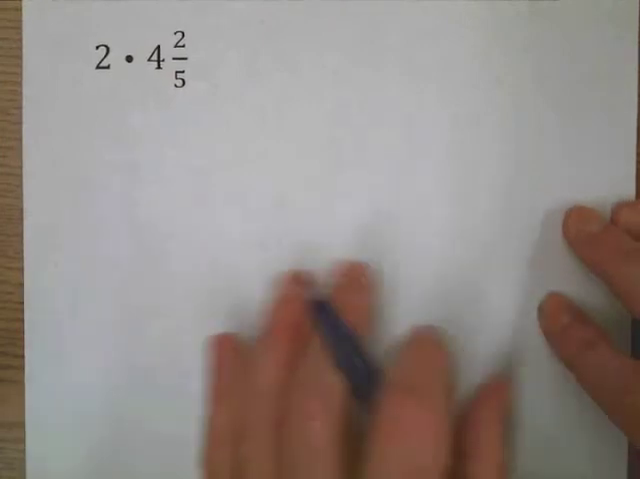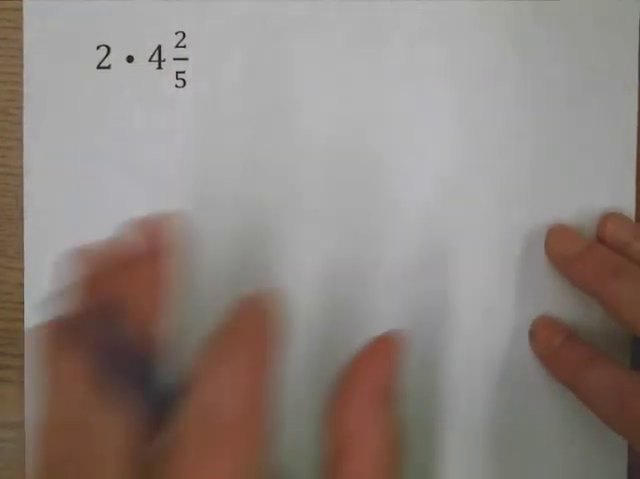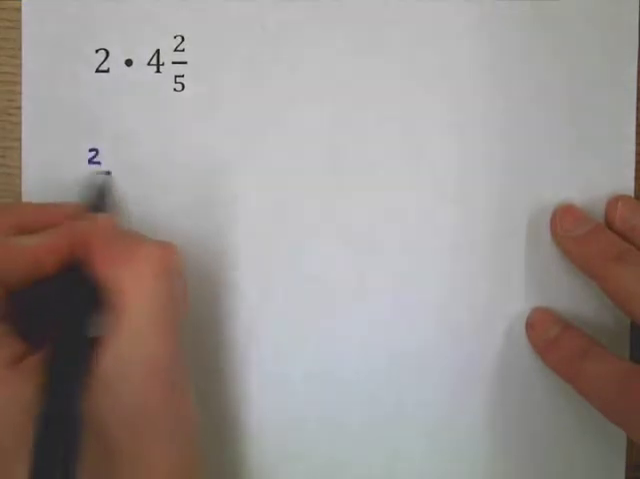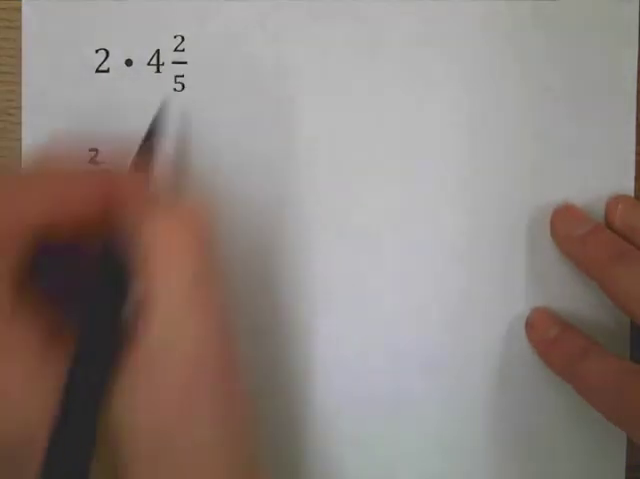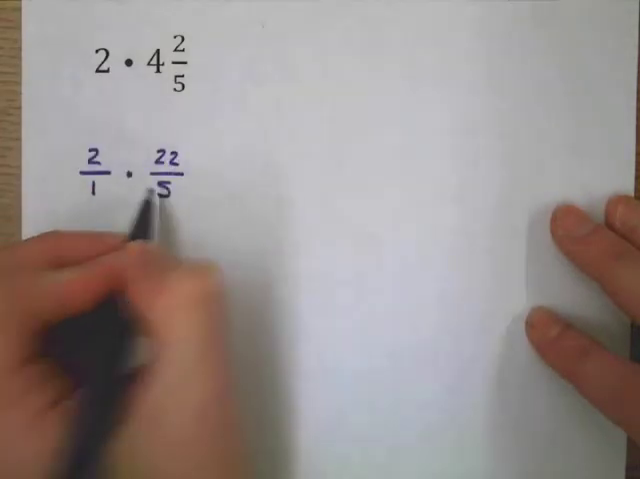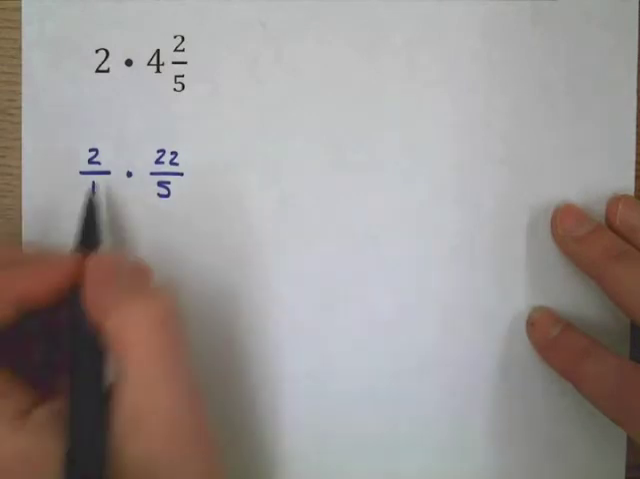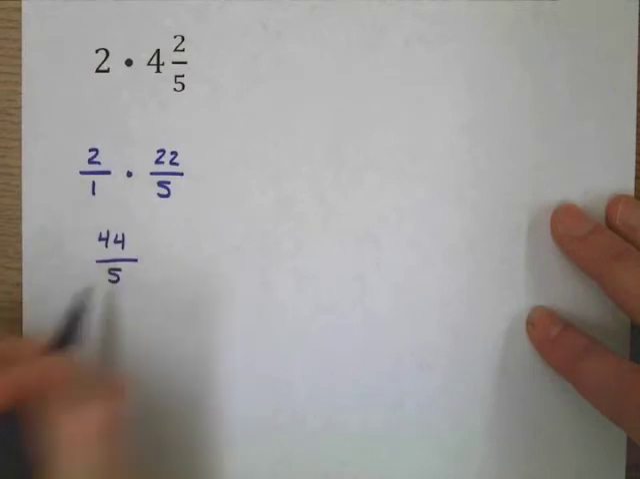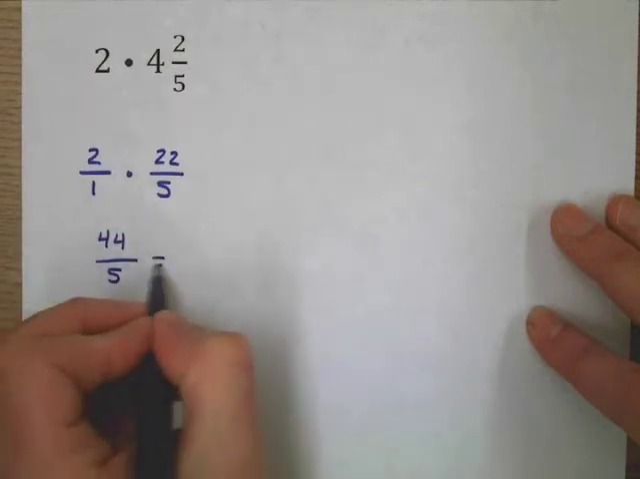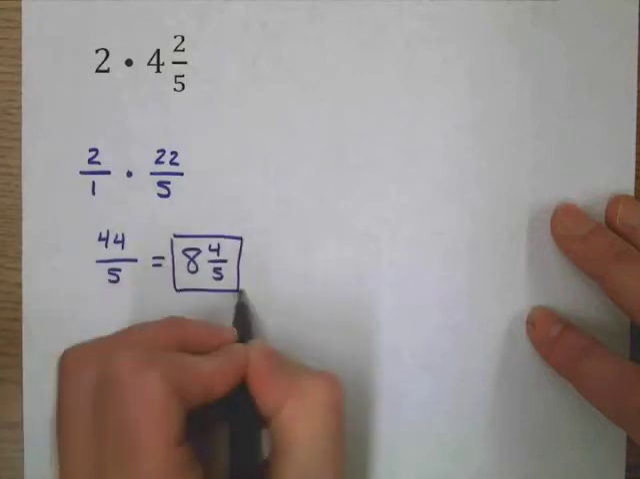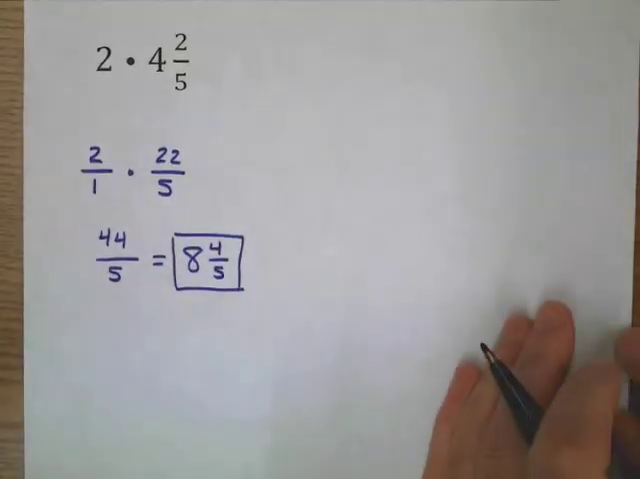So let's take a look at how we might do this another way. Here we have 2 multiplied by 4 2/5. Well, there's a couple different ways I could think about this. I could think of 2 as 2/1. I could think of 4 2/5 as 22/5. And now I have a fraction multiplication problem. 2 times 22 is 44, and 1 times 5 is 5, and 44/5 would reduce down to 8 4/5. So I could go ahead and do it that way. But there's another way I can do it also.